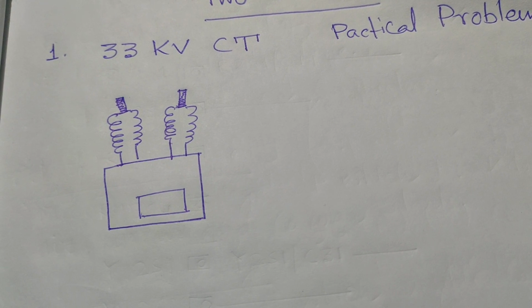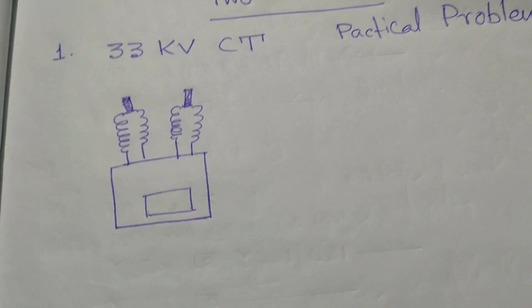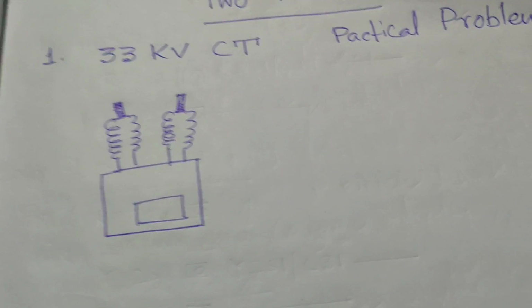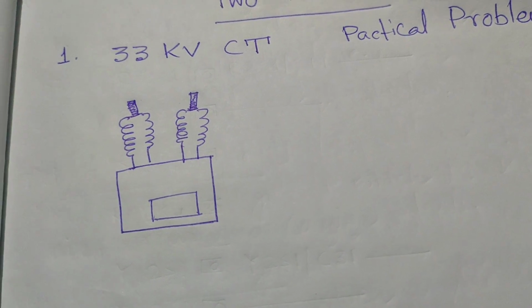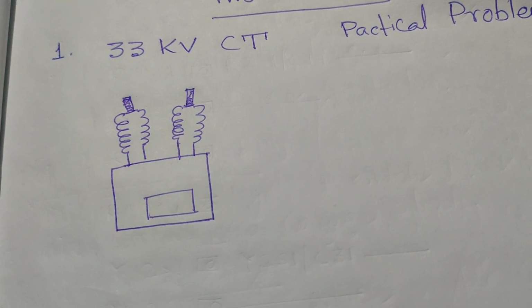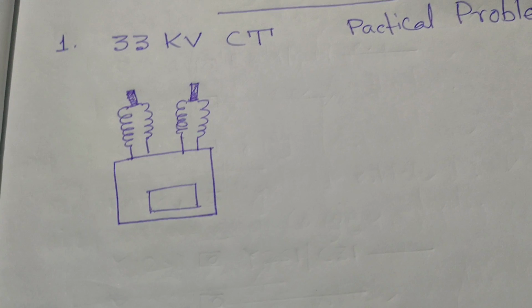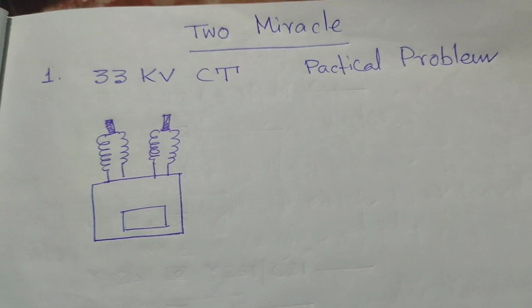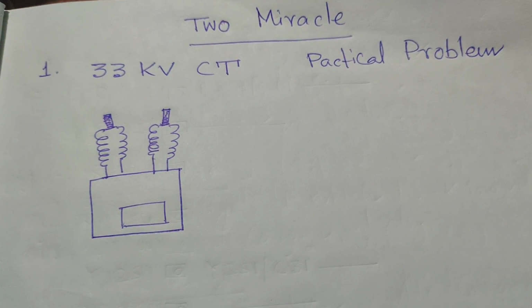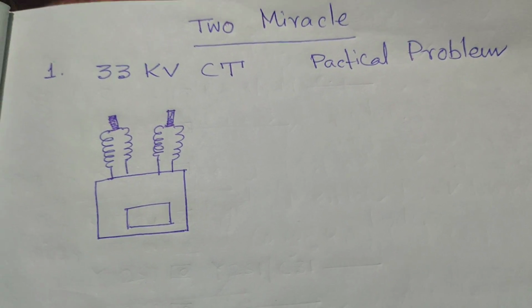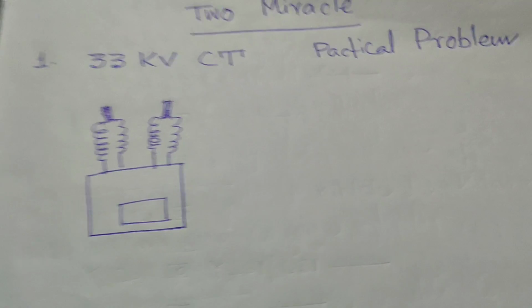We checked the secondary, and the secondary had been open, but nothing happened to the CTJB, and nothing happened to the CT. It is a practical problem. You cannot explain it without proper examination of the instruments.